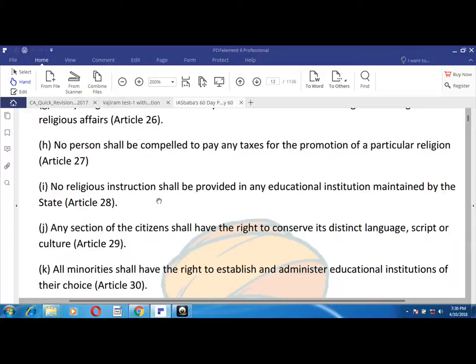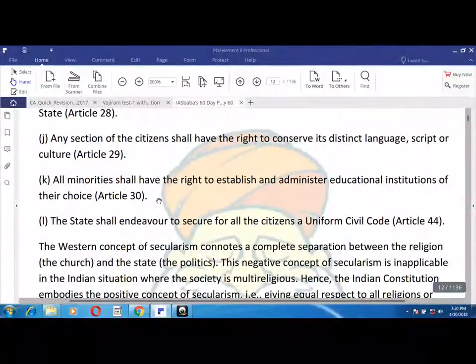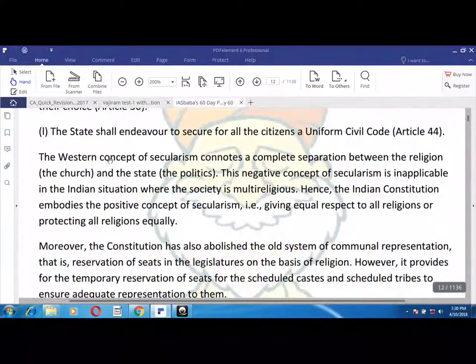No religious instruction shall be provided in any educational institution maintained by the state. Article 29: any section of citizens shall have the right to conserve its distinct language, script or culture. Article 30: all minorities shall have the right to establish and administer educational institutions of their choice. Article 44: the state shall endeavor to secure for all citizens a uniform civil code.